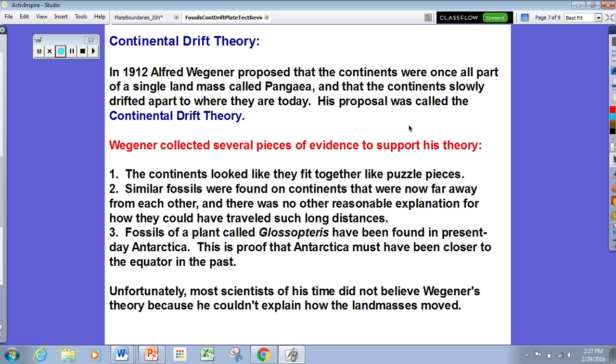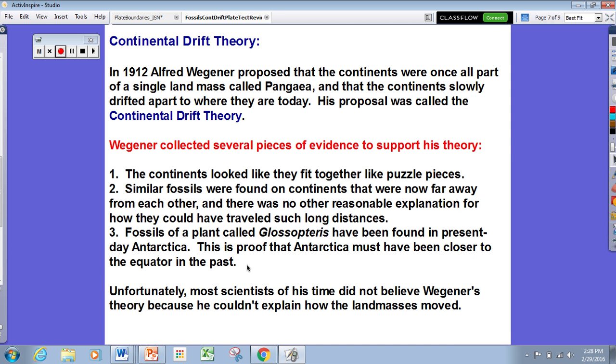Continental drift theory was proposed in 1912 by Alfred Wegener. He proposed that the continents were once all part of a single landmass called Pangaea, and that the continents had slowly drifted apart to where they are today. And Wegener collected several pieces of evidence to support his theory.